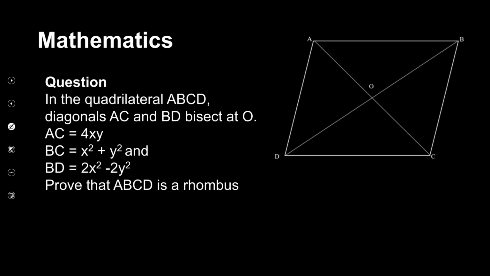Now, another question that we have here. So this one, guys, I promise you, you need to make sure that you are paying attention and your algebra skills are on point. So here it says, in the quadrilateral ABCD, diagonals AC and BD bisect at O, right? So AC and BD, making this equal to that, making this equal to that. Immediately I know that it makes this a parallelogram, right? And then what do I now want to do? I want to prove that this is a rhombus.